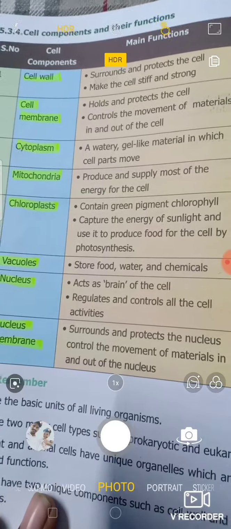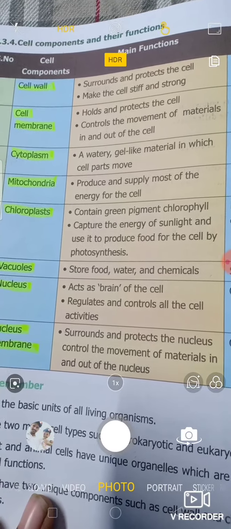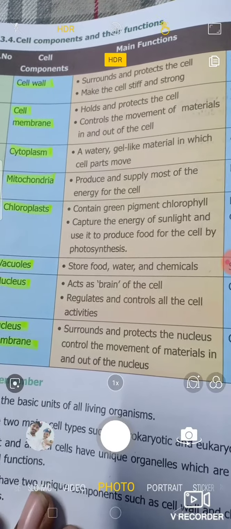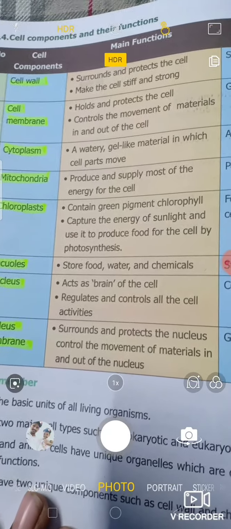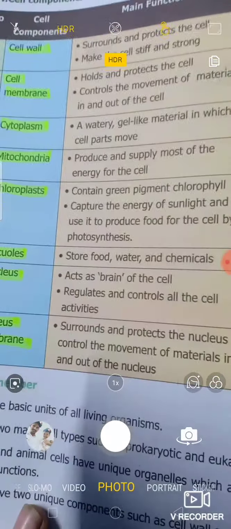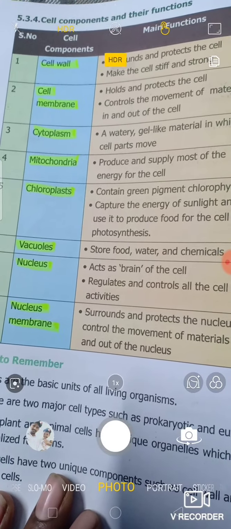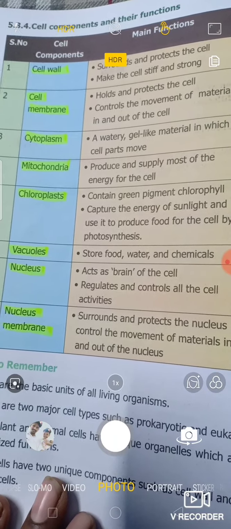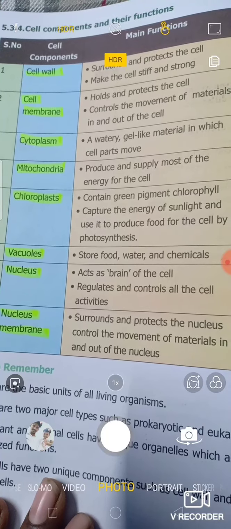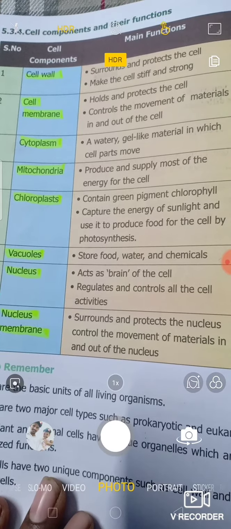Chloroplast contains green pigment chlorophyll. Captures the energy of sunlight and uses it to produce food for the cell by photosynthesis. Its special name, food producer for the cell. It is present only in plant cell. Vacuole stores food, water and chemicals. Special name, storage tanks. Next, nucleus acts as brain of the cell, regulates and controls all the cell activity.